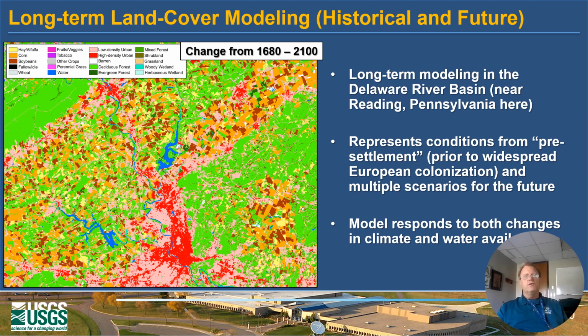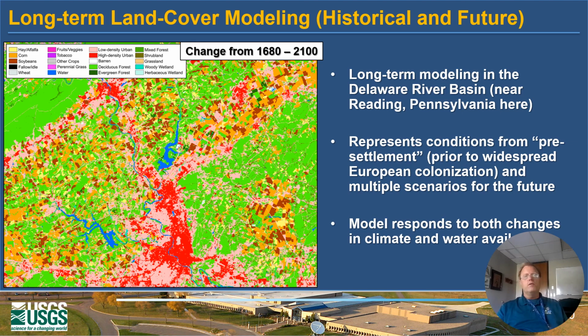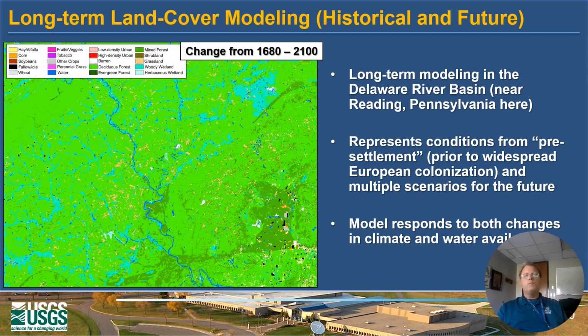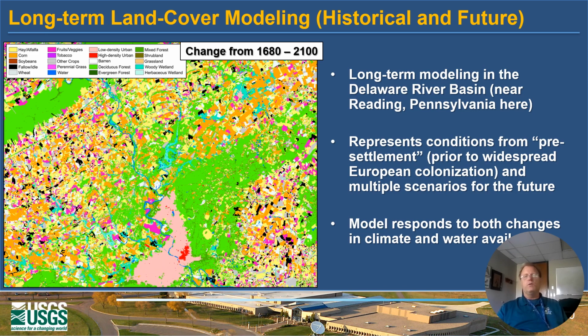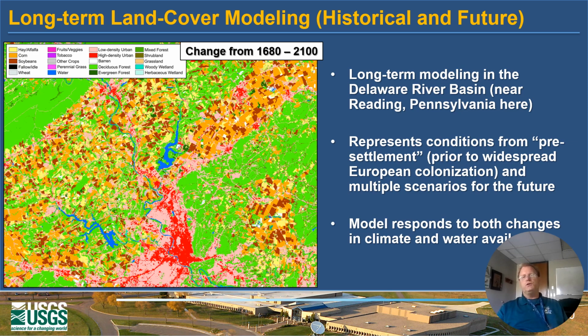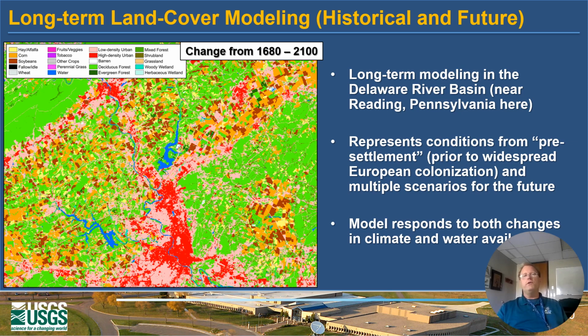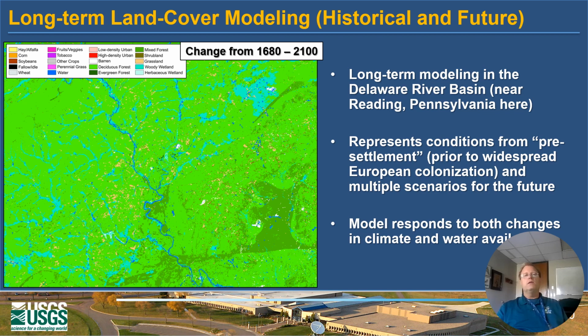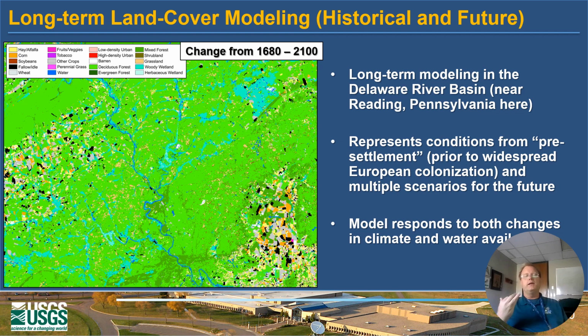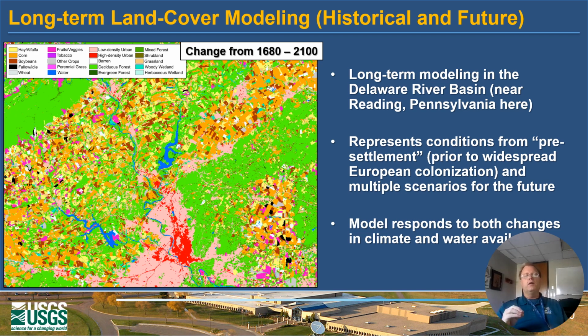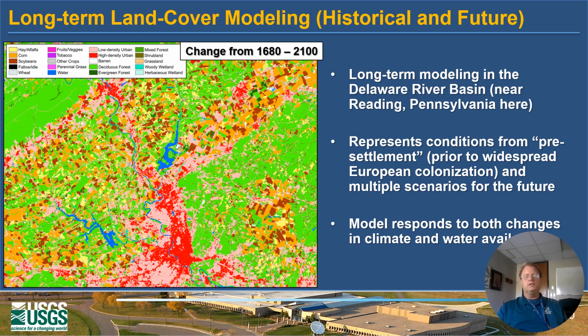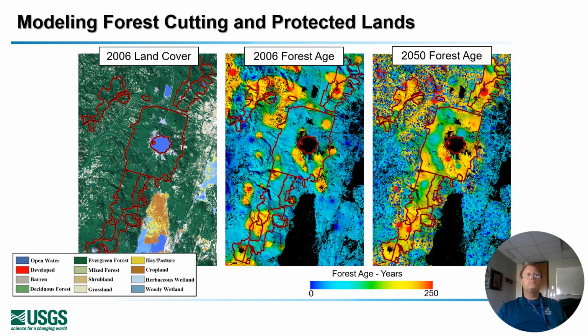We see Reading, Pennsylvania, the town in the center, grow over time. We see reservoirs pop up at the appropriate time based on a historical reservoir database that we have. And then we model out into the future. And so we have this 400-year record where, again, we can look at the impacts of climate change, hydrology, biodiversity over a very long term and help to mitigate and plan for how those changes might happen in the future.